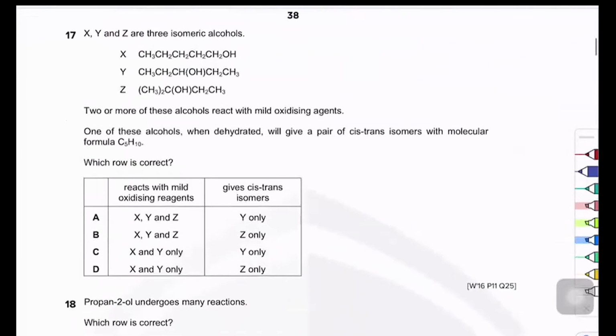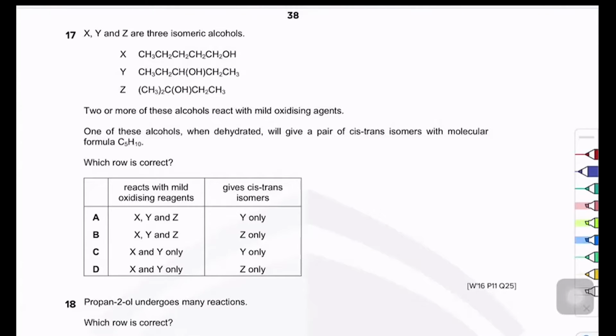Perfect. X, Y, and Z are three isomeric alcohols. Okay. What kind of isomers are these? Structural, functional group, branch, cis trans. कौन से वाले हैं? These are all structural isomers because OH is present at the first carbon. Now it is present at the third carbon. Now it is present at the third carbon, but this has a branch as well. So this is the second carbon now. So basically structural isomers हैं.